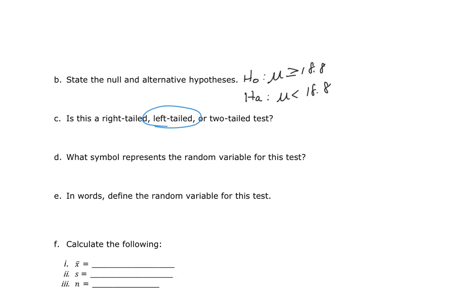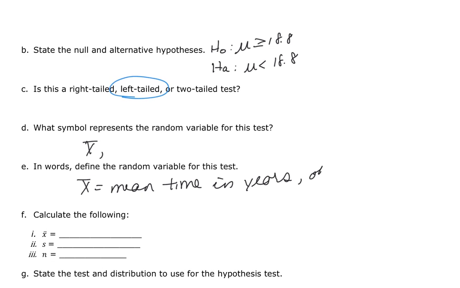What are my symbols? Well, my symbols are going to be X bar. I'm going to be using S's, and I'm going to be using a t distribution. The random variable is X bar. Well, what is X bar? X bar is the mean time in years of inmates on death row for the sample.